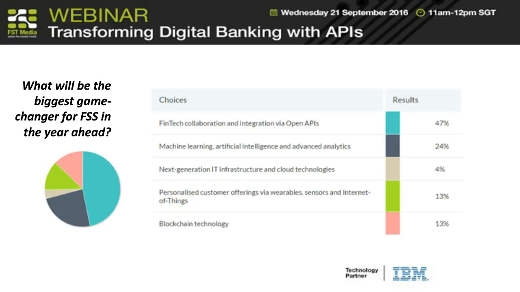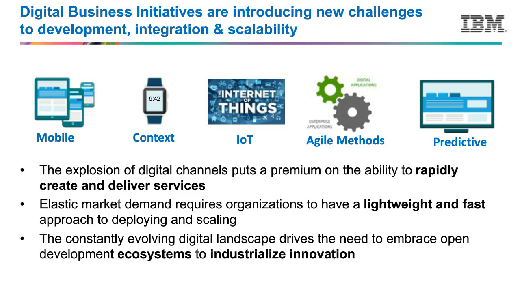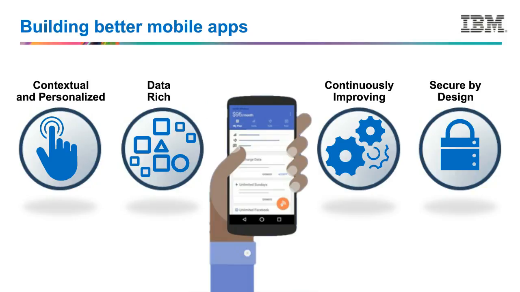Paul did a great job of setting up the core background, and on a prior webinar that was run a couple of weeks ago, we also ran a poll, and I wanted to share a quick snapshot of one of the poll questions. What will be the biggest game changer for financial services in the year ahead? If you can read the slide, at the top of the list is FinTech collaboration and integration with open APIs, which is quite interesting because it's being compared to things like machine learning, artificial intelligence, advanced analytics. That's always high on people's hit list. Cloud technologies, personalized offerings, and things like that. So it's quite interesting to see the audience representing APIs as quite a high requirement in terms of the investments they're making over the next short period of time.